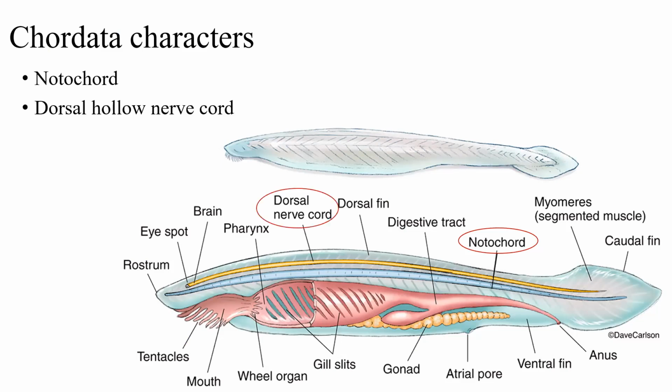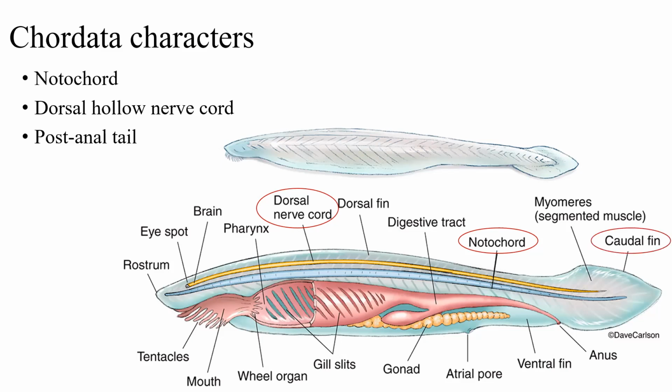There's also a dorsal hollow nerve cord. So lying dorsally, lying above the notochord, is a nerve cord. It is the same thing, it is homologous. It is your spinal cord that's going down the back of your backbone. So you still have something like a notochord. You absolutely still have a dorsal nerve cord.